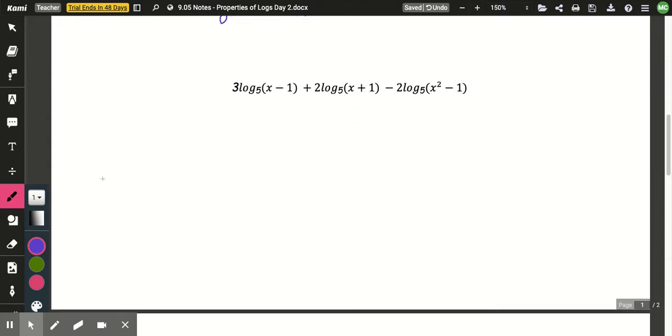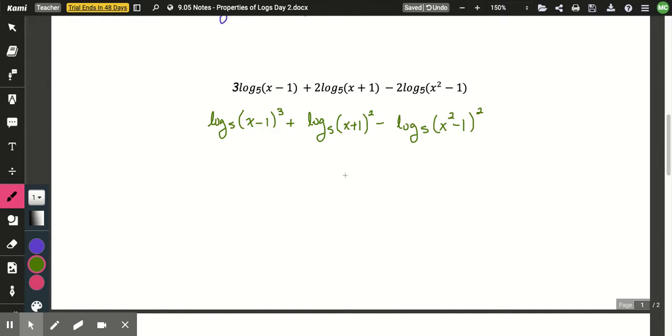We'll do one more like that before we move on to the practice problems. Okay, so again, I'm supposed to condense this into a single logarithmic expression. This one has some numbers in front of the logarithms. Those numbers in front of the logarithms are going to become powers. So I'm going to start by saying log base 5 of x minus 1 cubed plus log base 5 of x plus 1 squared minus log base 5 of x squared minus 1 squared.